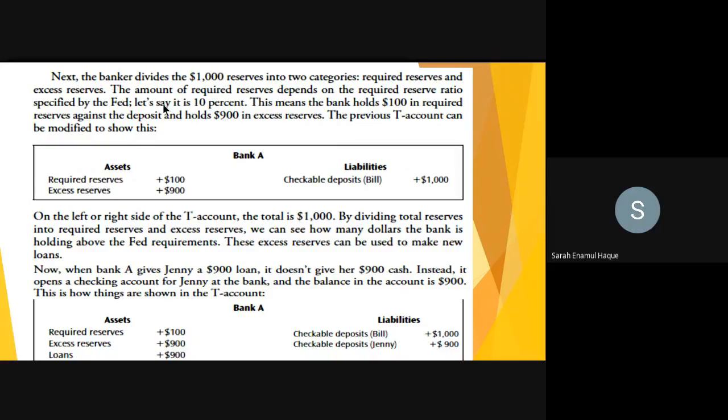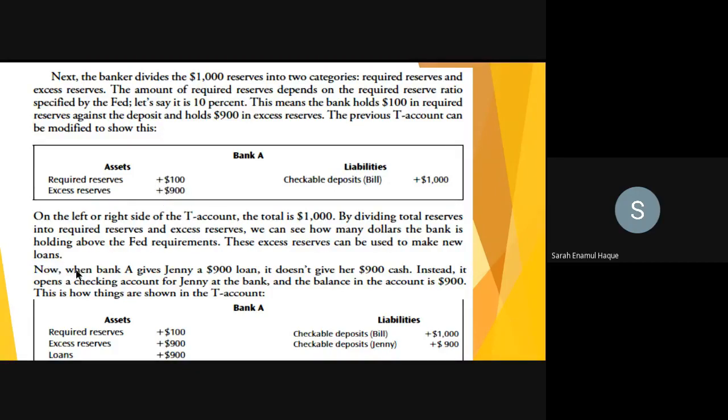So hence the previous T account, you can also rephrase it and write it like this. So the total in this side is also 1,000. The total in this side is also 1,000. Okay. Now let's see what they have written. On the left side or the right side of the T account, the total is 1,000, just like I mentioned previously. By dividing the total reserves into required reserves and excess reserves, these excess reserves can now be used to make new loans. So look at this money, $900. This $900 is now with the bank, ready to be used, ready to be given out as loan.